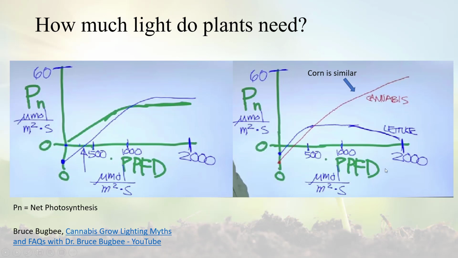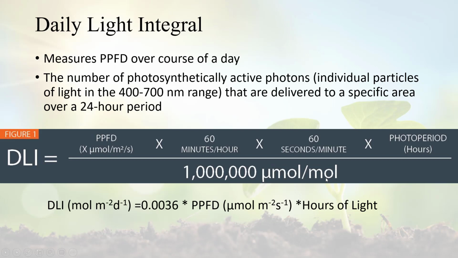So what we can do is take this value and turn it into what we call the daily light integral. That measures the photosynthetic photon flux density over the course of a day. Like I said, it's the number of photons being delivered to our plants over 24 hours. And here's the equation to do it. You take your photosynthetic photon flux density and multiply it by 60 minutes in an hour and 60 seconds in a minute, because it starts out as seconds and we're trying to get to hours, times how many hours your plants are exposed to the light. Then you convert that into moles instead of micromoles, so you divide by 1,000,000.